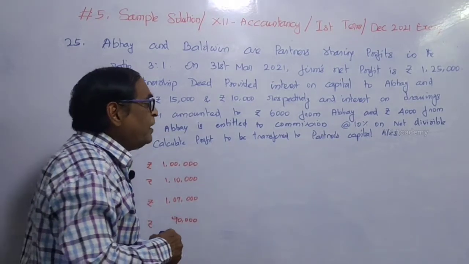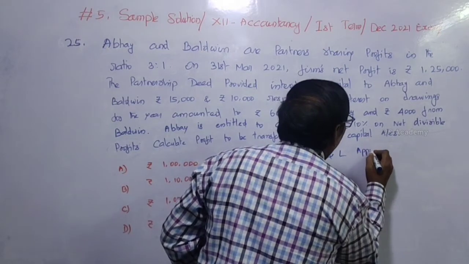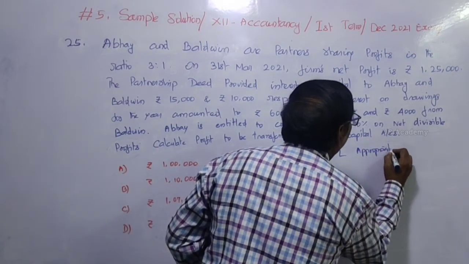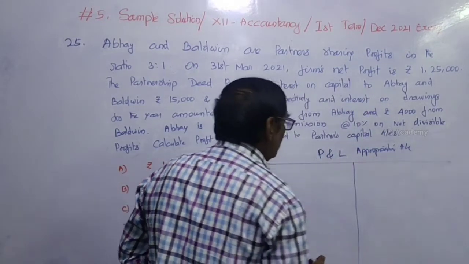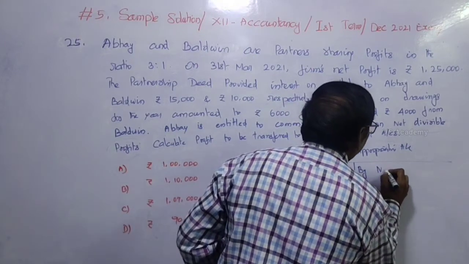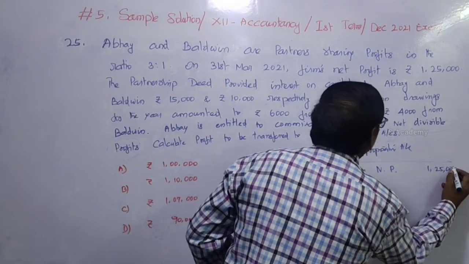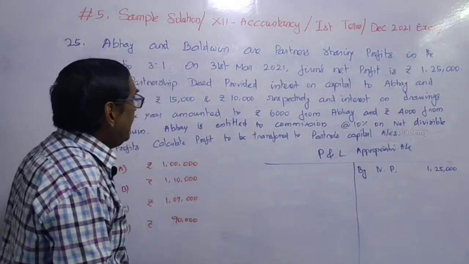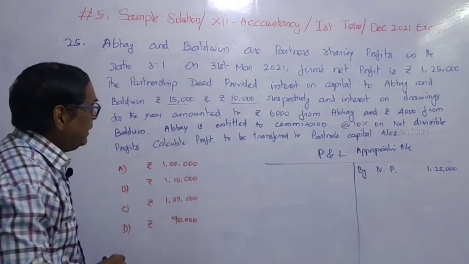Let's draw the profit and loss appropriation account. The first entry we have to transfer to the P&L appropriation is the net profit. The net profit is given in the question itself, 1,25,000. And then interest on capital, 15,000 and 10,000 to Abhay and Baldwin respectively.